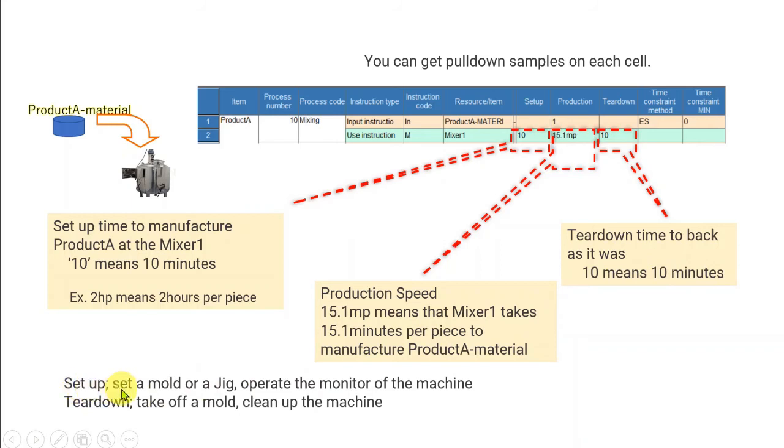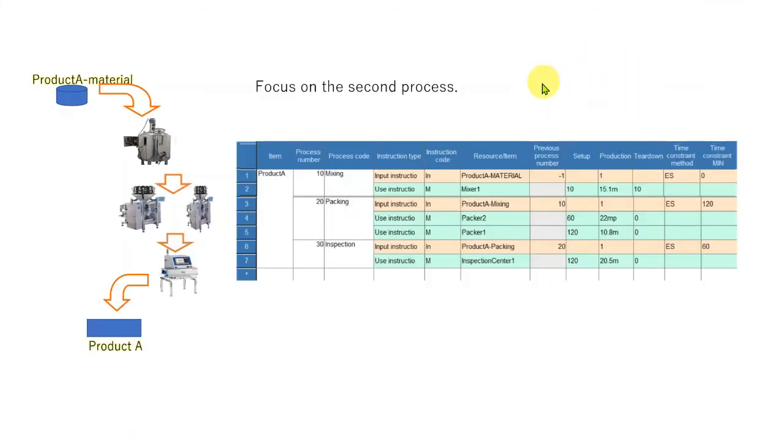Setup means such as set a mold or jig or operate the monitor of the machine to start. Teardown means such as take off a mold or clean up the machine as it was. Focus on the second process.